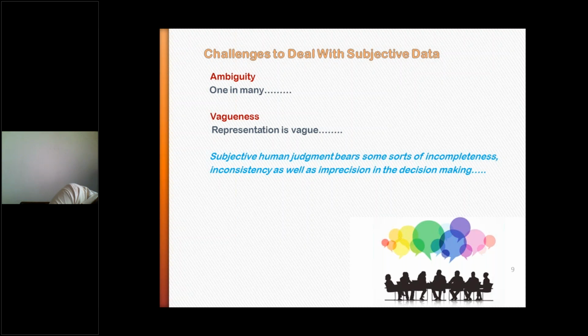Perception of the decision maker. That is why the data bears some sorts of incompleteness, inconsistency, as well as imprecision in the decision making. For example, if I want to evaluate the performance of a faculty, what are the criteria? For example, sincerity, dedication, these you cannot measure. So these have to be assessed by means of some linguistic term. For example, very good, good, excellent, poor, very poor, like that.